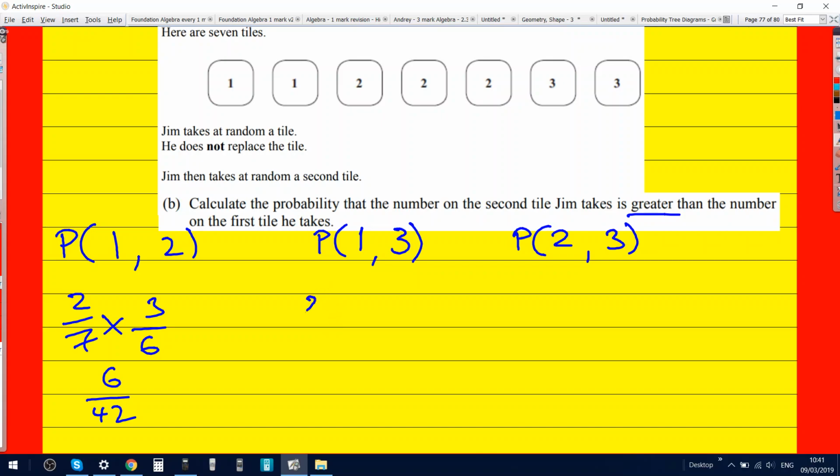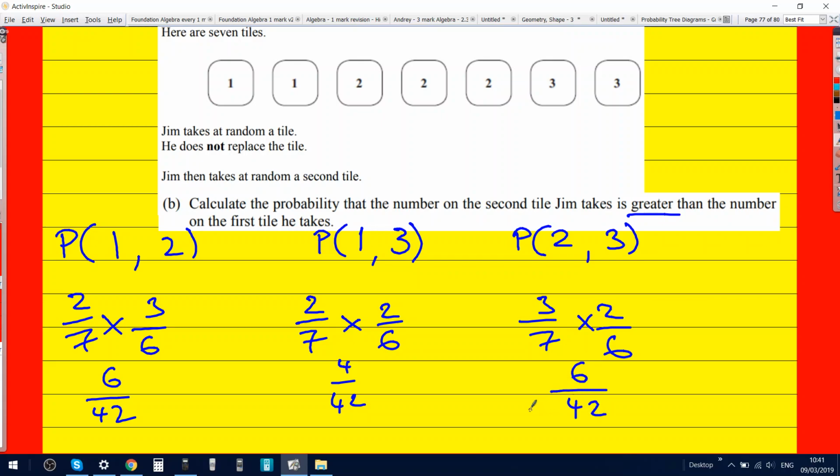And then it'd be 2 over 7 times 2 over 6. Well done. And then that would be 4 over 42. Yeah. And then for the next one, the probability of it being a 2 is 3 over 7, and then it being a 3 would be 2 over 6. That would be 6 over 42. Yeah. Add them all together, and that gives you 16 over 42. Well done. So that's the probability that the second is greater than the first.